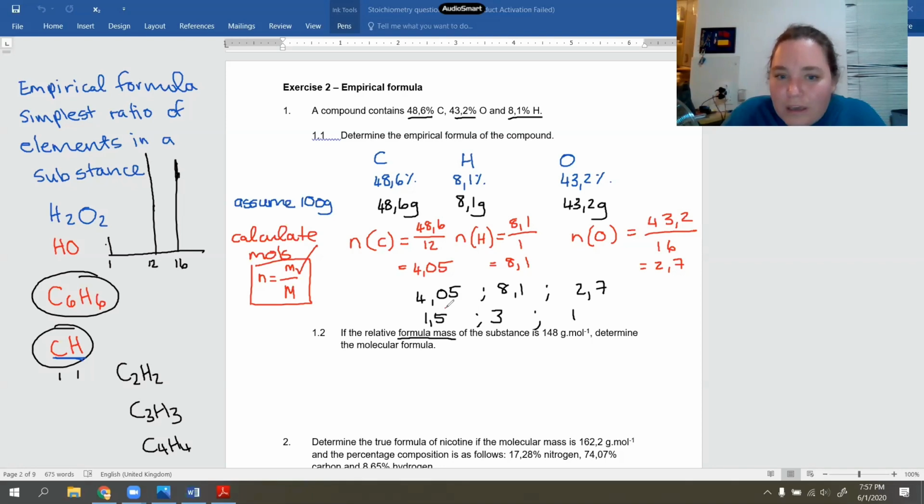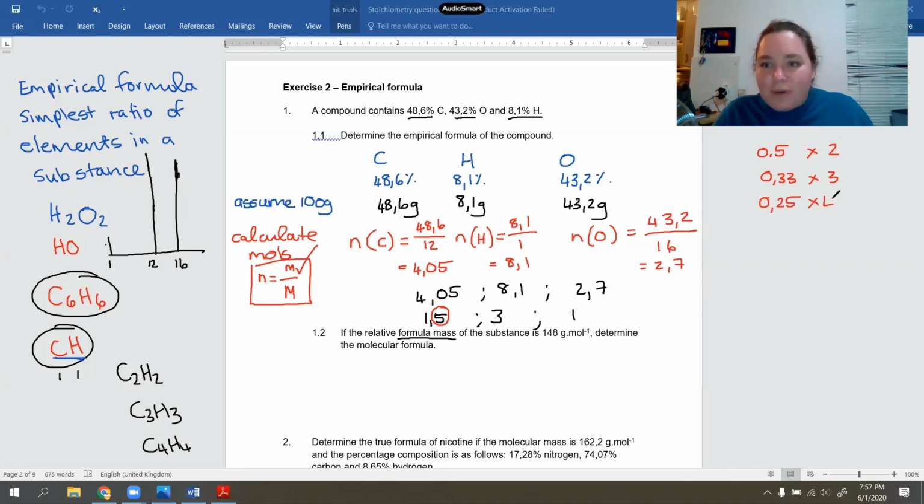Now, I have a rule here. Everything in an empirical formula has to have a whole number. If you end up with something that ends in a 0.5, you times it by 2. If it ends with a 0.33, you times it by 3. If it ends up with a 0.25, you times it by 4. If it ends up with a 0.2, you times it by 5. If you end up with a 0.167, you times it by 6. Okay? It gets messy after that; 0.125, you maybe times it by 8.